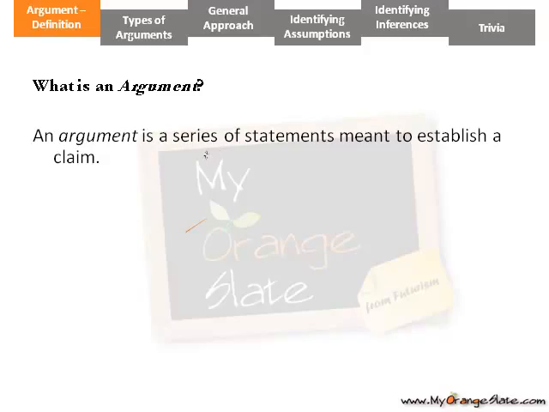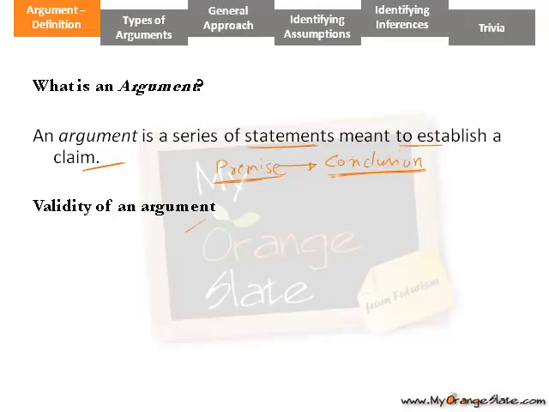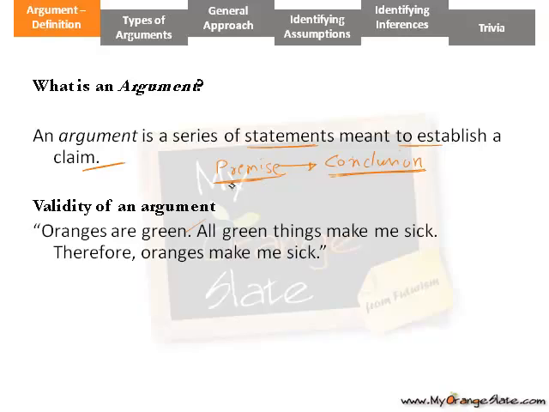Thus, if we see, the argument has two essential parts: a claim and the statements which establish this claim. The claim that is to be established, or that is established, we'll call a conclusion. And the basis on which this conclusion is established is called a premise. Thus, an argument has two essential parts, a premise and a conclusion. An argument is a valid argument when, if we accept the premise, we must necessarily accept the conclusion.